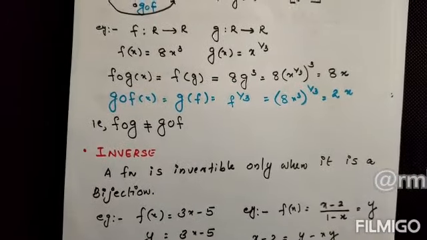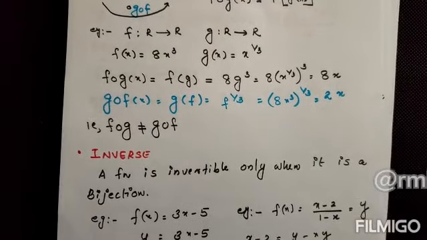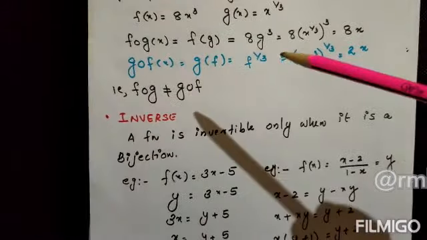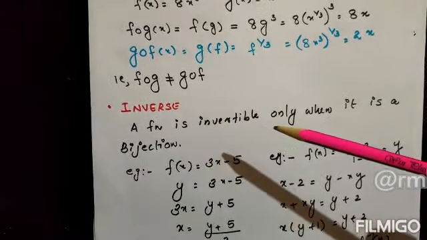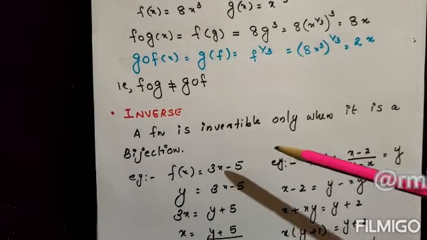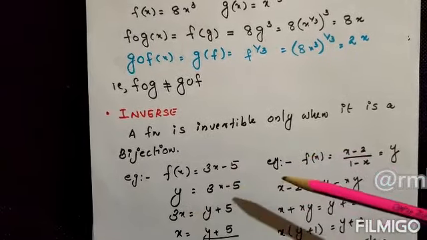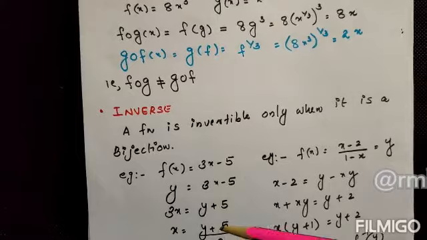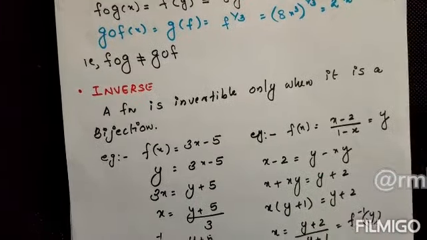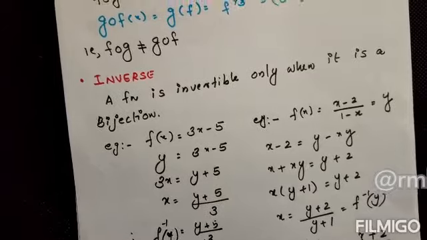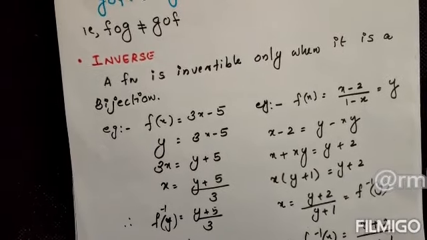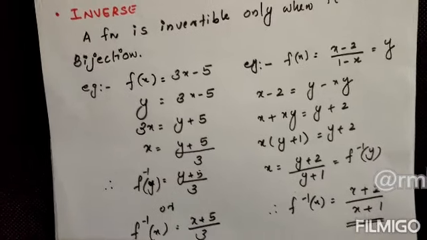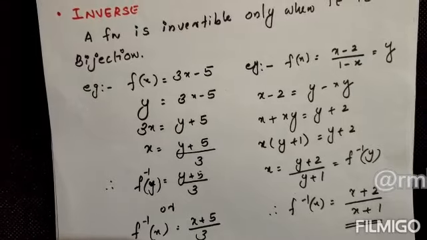Next topic is inverse of a function. A function is invertible only when it is a bijection. To find the inverse, given that f of x is 3x minus 5, y is equal to 3x minus 5. So 3x is equal to y plus 5, and x is equal to y plus 5 by 3. So f inverse of y is y plus 5 by 3. Changing the variable, f inverse of x is x plus 5 by 3.